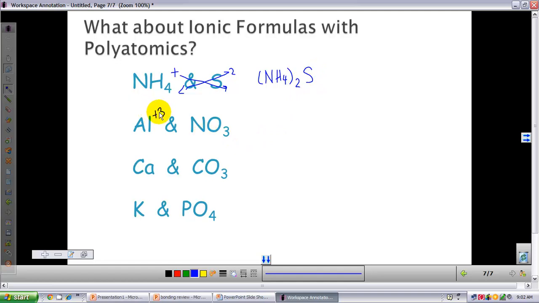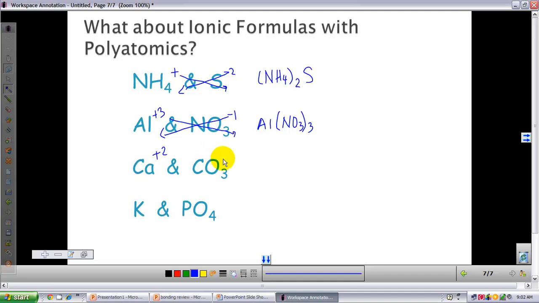Aluminum has a +3 charge. When you look on your chart, nitrate has a -1 charge. So when you crisscross, okay, you only need 1 aluminum, but you need 3 nitrates. It's very similar to how you did ionics. It's just that instead of having 1, you actually have a little group now.